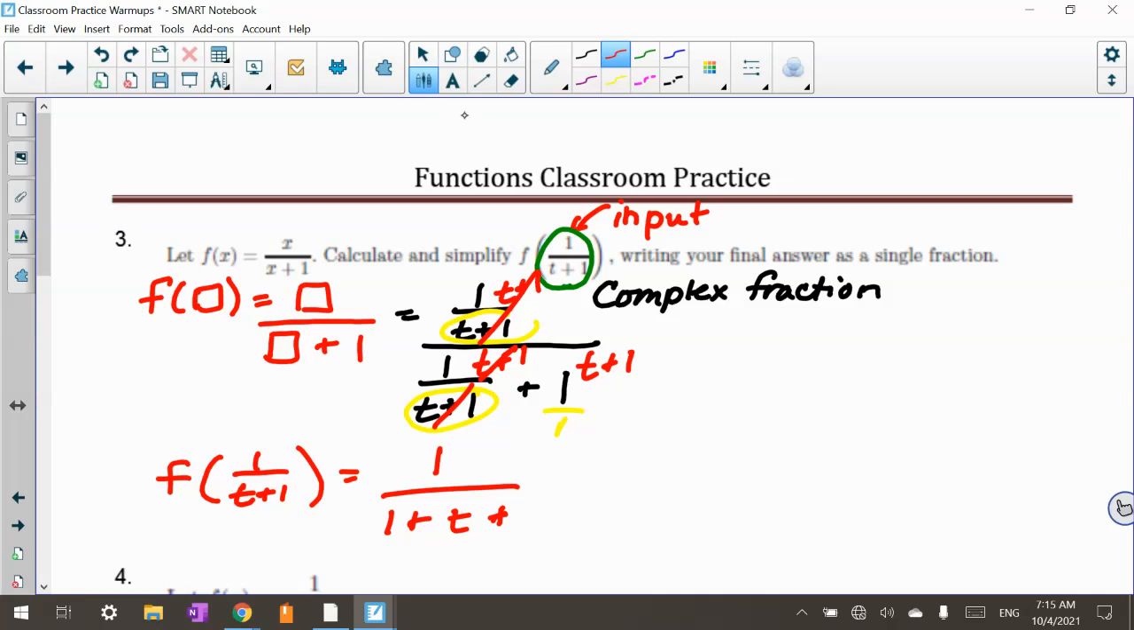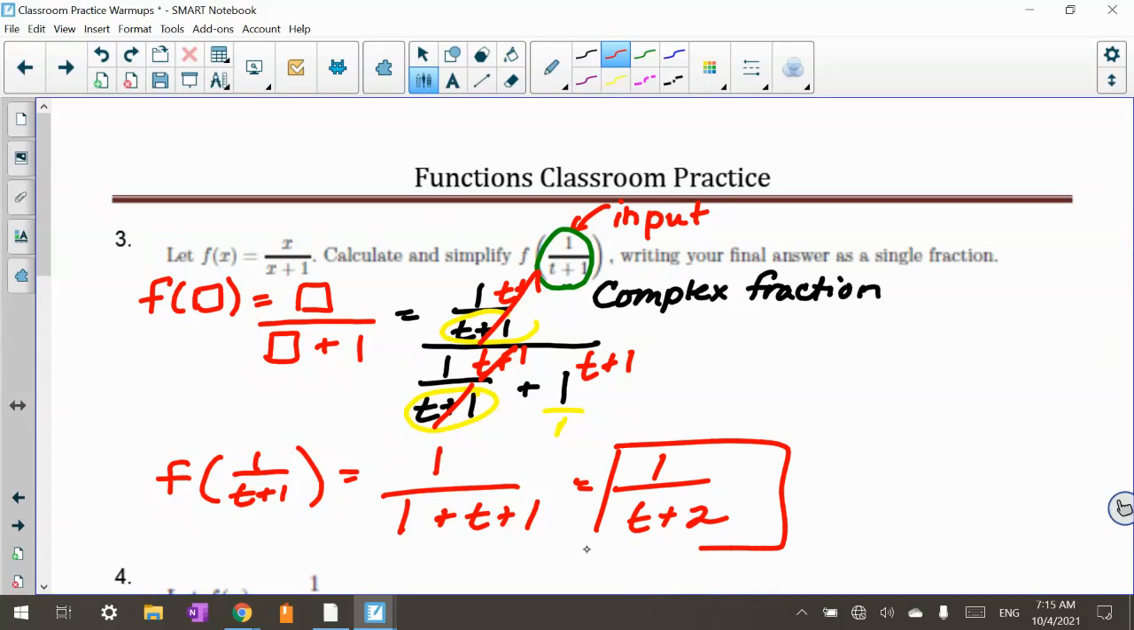Oh, excuse me, this is just 1. That's confusing. Let's say that again. If these cancel out, all I have is a 1 here, plus, and then t plus 1 times 1 is t plus 1. So it's 1 over t plus 2. So it doesn't come out to be a number, but it's a nice fraction. And so that is how you do 2 and 3. So I hope that helps. Watch this again if you need to.